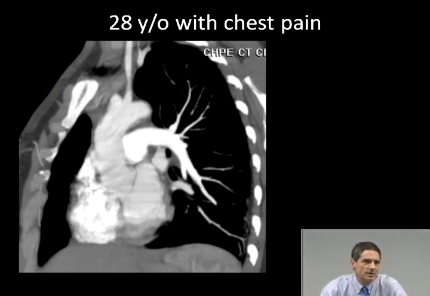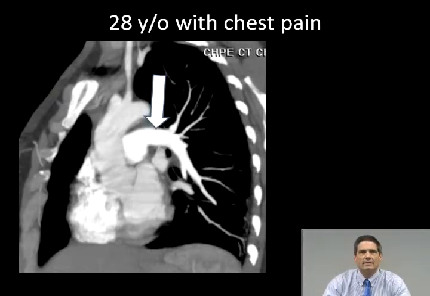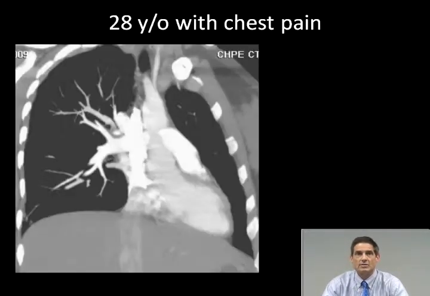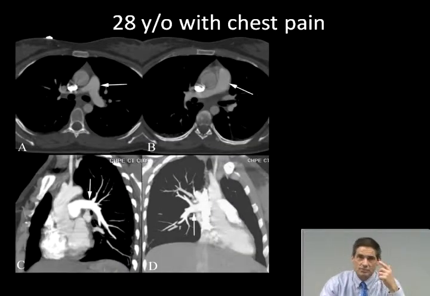Here's one of those oblique reconstructions that I talked about earlier. The arrow is on the pulmonary artery and its branches, and you can see how beautifully CT with an intravenous injection and reconstructions can show you the pulmonary arterial tree. Here's the contralateral pulmonary arterial tree. Again, an arrow on the pulmonary artery on that side. And a composite picture showing you beautiful pulmonary arterial tree in this 28-year-old woman with a normal study.